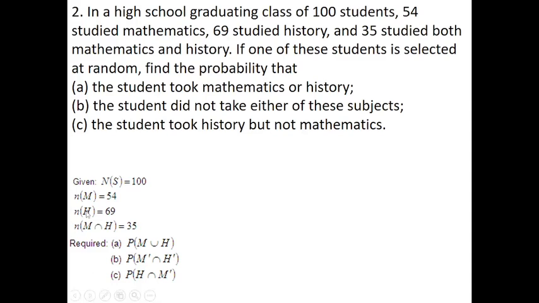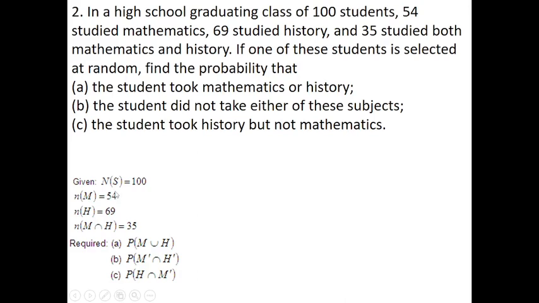And then, in this case, history, 69. Meron dyan, dun sa 69 na yan, yung iba dyan, possible na math yung tinitake. Okay? So, meron tayo kasi ditong number of outcomes dun sa intersection ng dalawang events, M and H, na 35. So, ibig sabihin niyan, 35 yung nagtitake ng math and history.